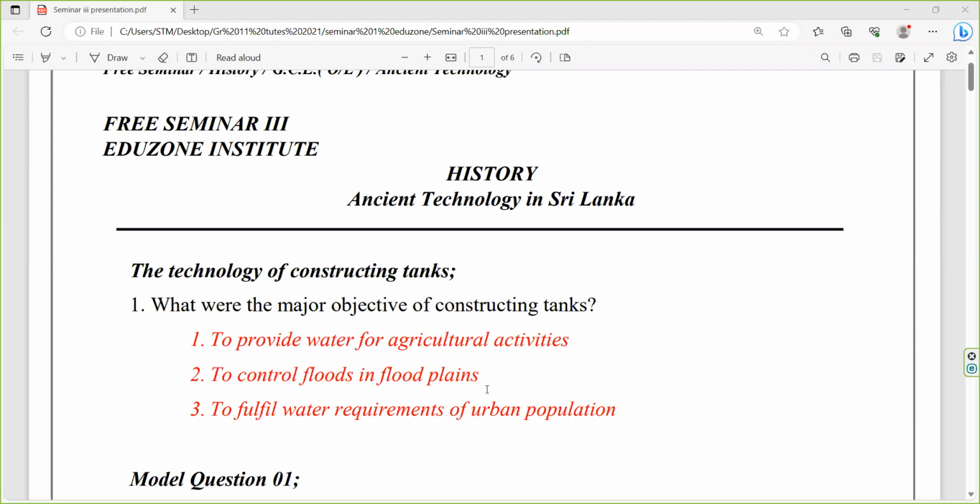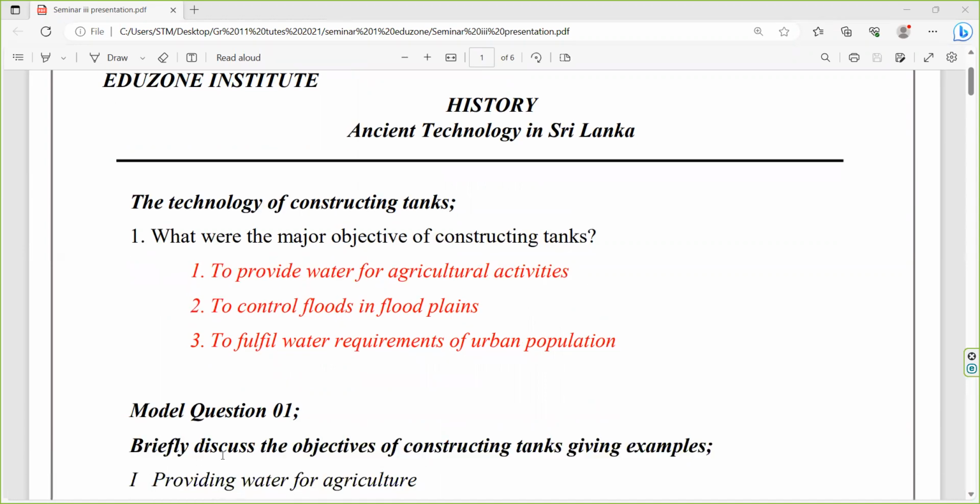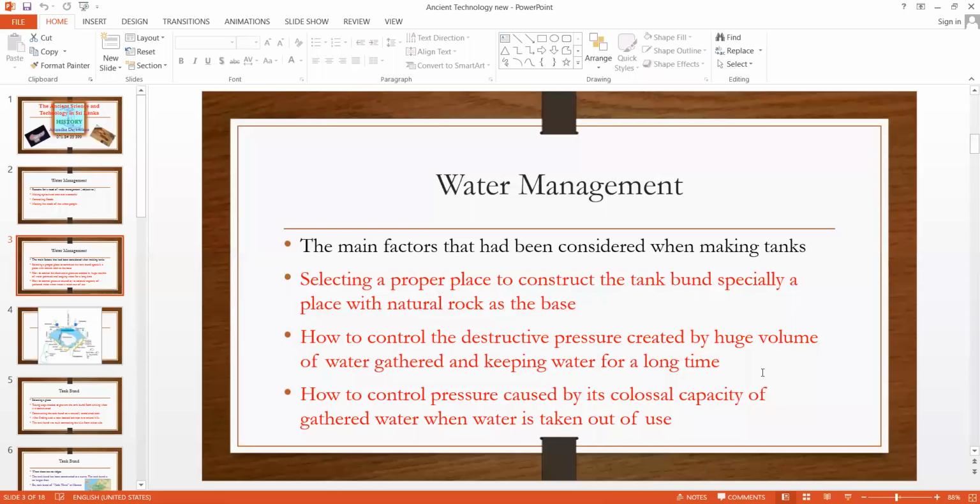Okay, so these are the three objectives. Now, what is the first question? Briefly discuss the objectives of constructing a tank. Now we have gone through the other presentation and discussed it. Okay, now see: selecting a proper place to construct the tank, especially a place with a natural rock base; how to control the destructive pressure created by the huge volume of gathered water and keep that water for a long time; how to control the pressure caused by its colossal capacity of gathered water when water is taken out for use.